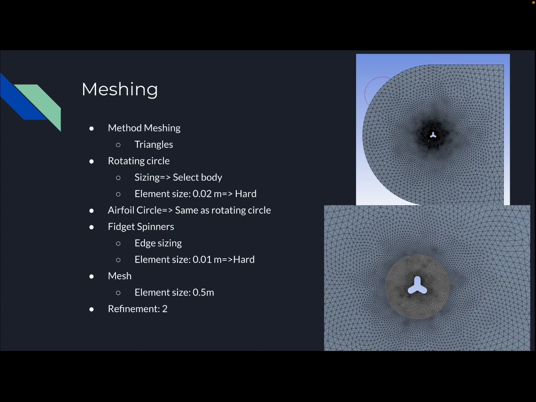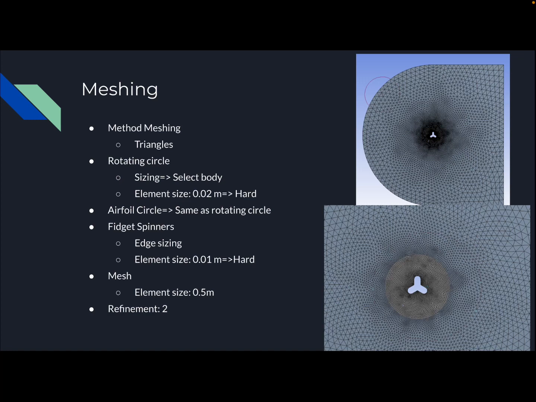And then for the rotating circle, which is the circle that we drew around the fidget spinner, not the one for the airfoil, we did a body sizing and made the element size 0.02 and did a hard mesh. And then for the airfoil circle, we did the same thing. We did a 0.02 element size for a body sizing and then made it hard as well. For the fidget spinner, we did an edge sizing, selected all of the edges, and then did a 0.01 meter size and also made that a hard meshing.